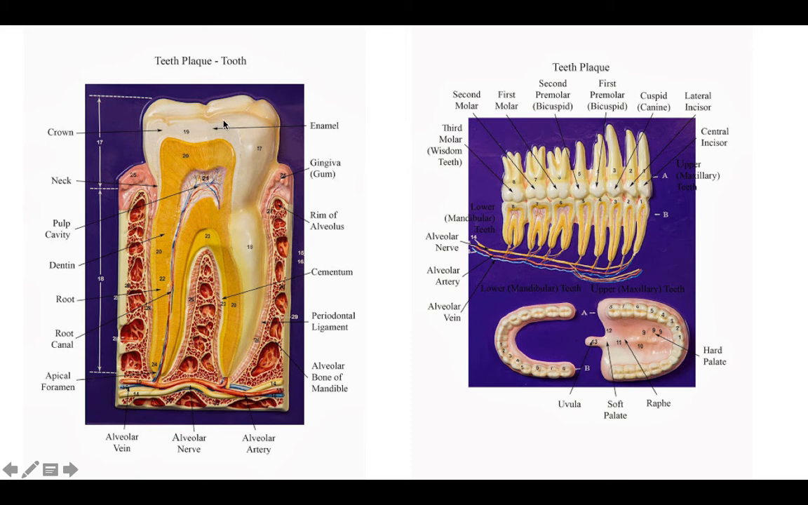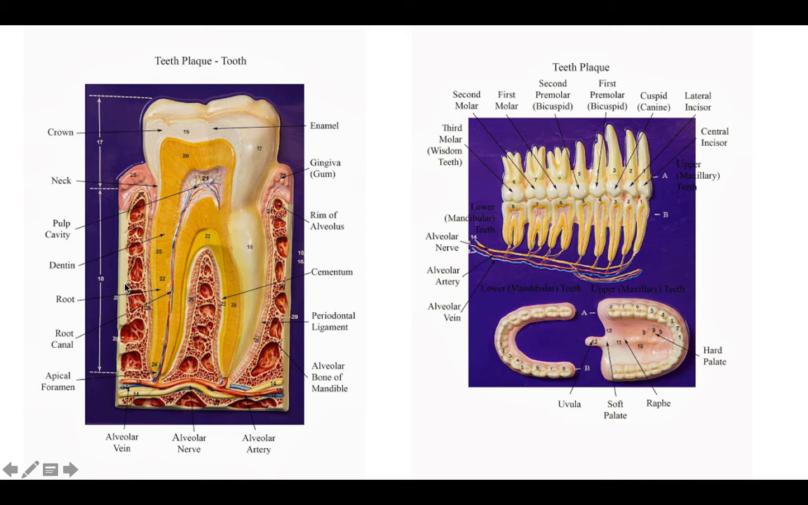And the enamel forms the covering over the crown right here. So here's all the enamel. And that's what you try to protect when you're brushing your teeth. That enamel is harder than either the dentin or the compact bone. And obviously that's a protective structure for the tooth.